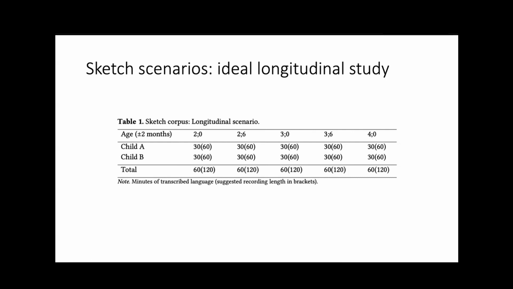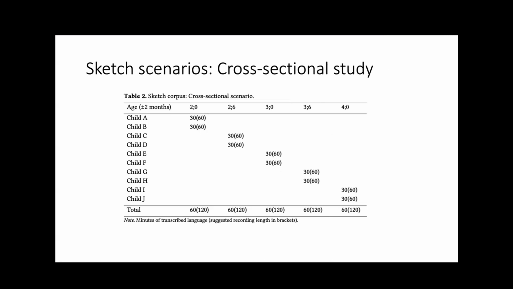But of course, many of us won't have the time or the resources to be able to follow 2 children for 2 years. And so the opposite end of the spectrum is to run a cross-sectional study. So if you're going to the field, or if you were in a place and your time was limited and you were able to collect minimal amounts of data from, say, 10 children, then you could have a fully cross-sectional study where you collected data from children ages 2, 2.5, 3, 3.5, and 4, and 30 minutes from 2 children at each of those ages. And that would add up to your 5 hours of processed data and 10 hours of data overall.